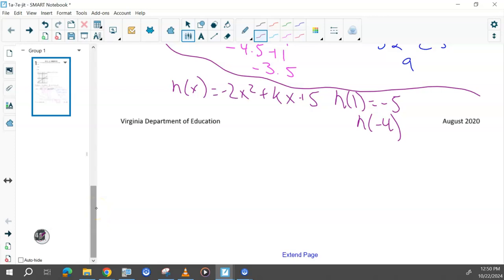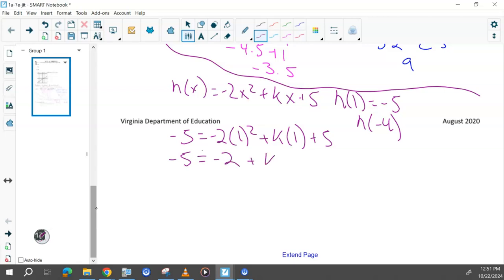Okay, so first it says if h of 1 equals -5, then find h of -4. So if you have a missing variable in here, we have to find k before we do anything else. So you would set this equal to -5 and put 1 in for all of your x's. And this is going to help me solve for k so that I can go back and find h of -4. So this would give me -5 equals -2 times 1, which is just -2.